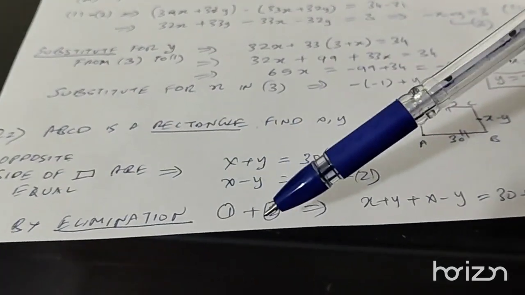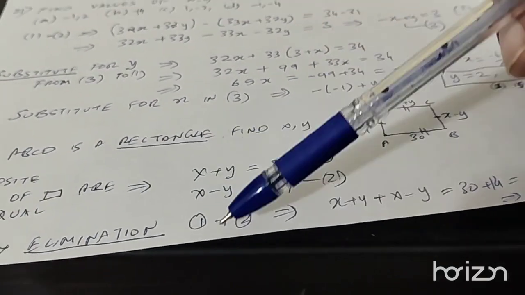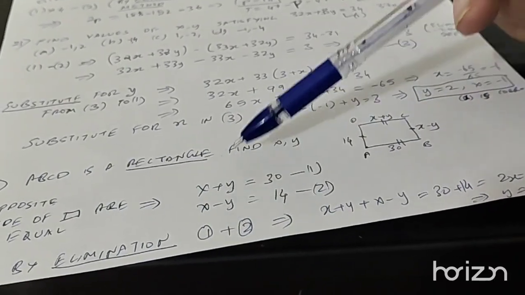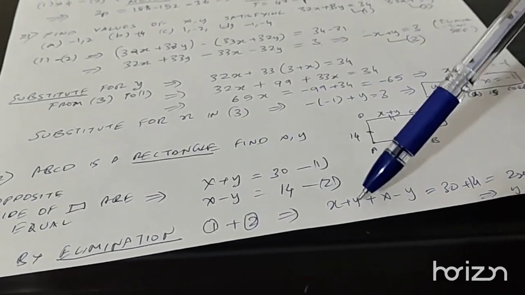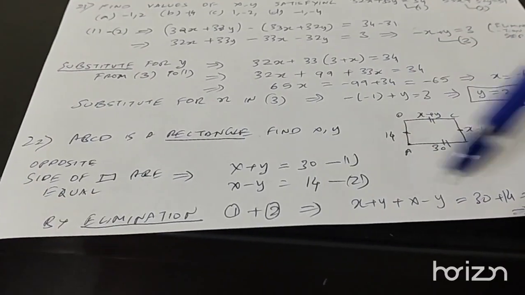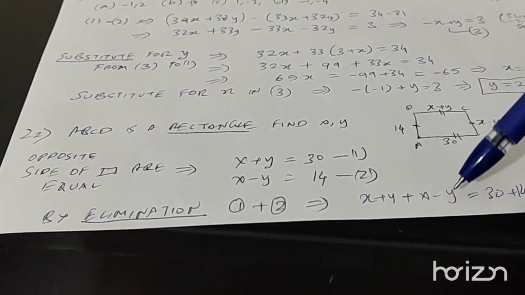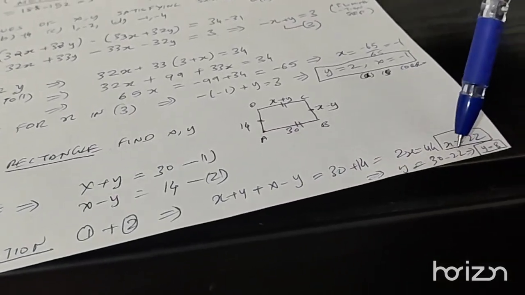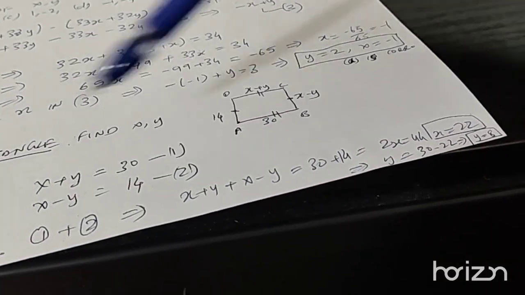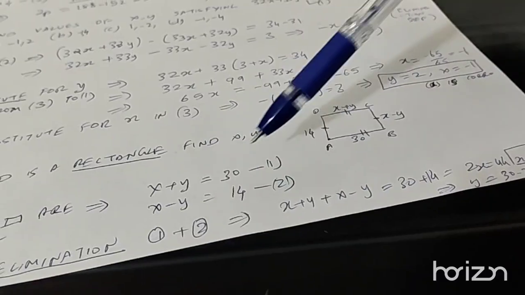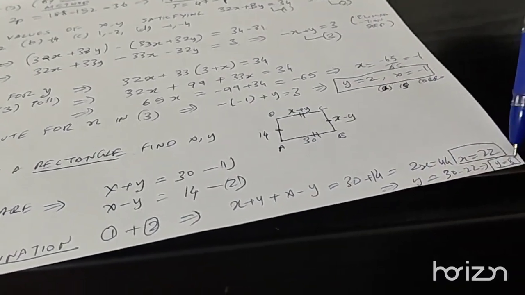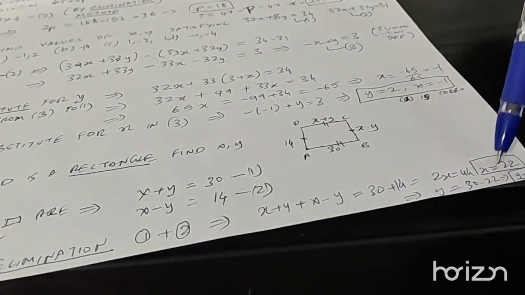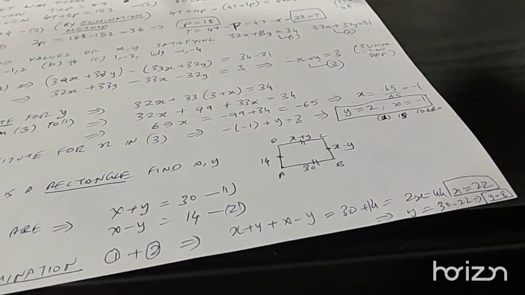Again, you can do simple elimination here. If you add equations 1 and 2, the variable y will get eliminated because there is minus here and there is plus here. x plus y plus x minus y is equal to 30 plus 14, which means y will get cancelled. 2x is equal to 30 plus 14, which is 44. x is 22. Substitute it back in equation 1. y is equal to 30 minus 22. y is equal to 8. So the value of x is 22 and the value of y is 8. That is the answer.